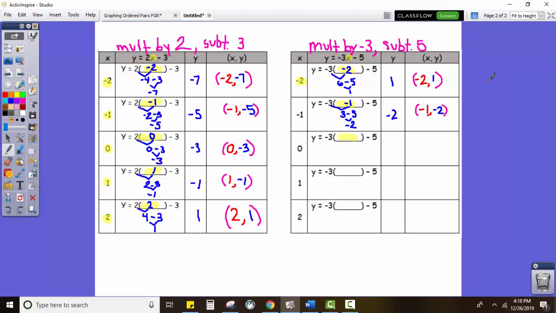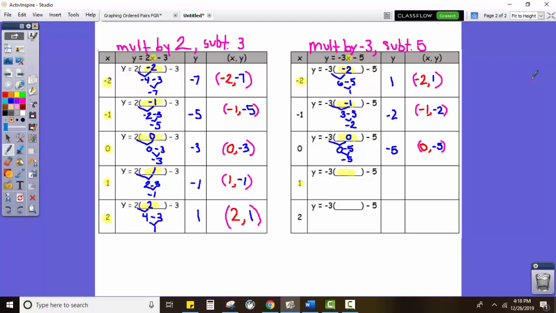Next, plug in 0. So I'm going to multiply by negative 3. Negative 3 times 0 right here is 0. And then I'm going to bring down this minus 5 and figure out what is 0, take away 5, which would be negative 5. So that's my y value of negative 5. Then my ordered pair, plug in 0, comma, negative 5. So I plugged in a 0, I got a negative 5 out, 0, comma, negative 5.